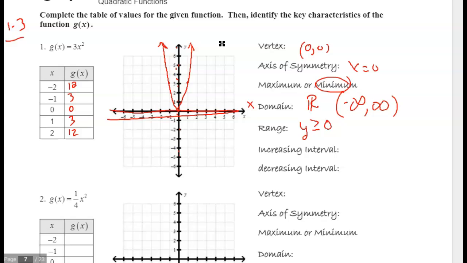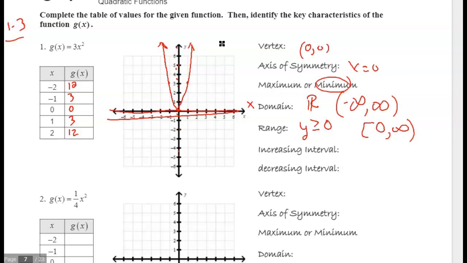That's one way to do it. Or you can do your interval notation and do our smallest number is 0, and actually it's a square bracket because it includes 0, and it goes all the way to infinity. So I'll fix this. Square bracket.